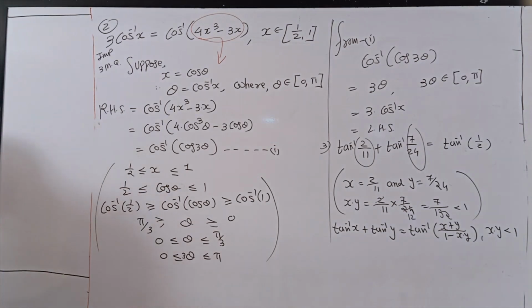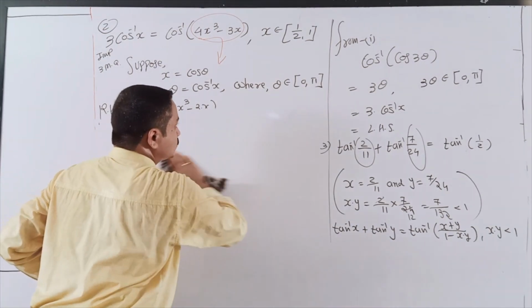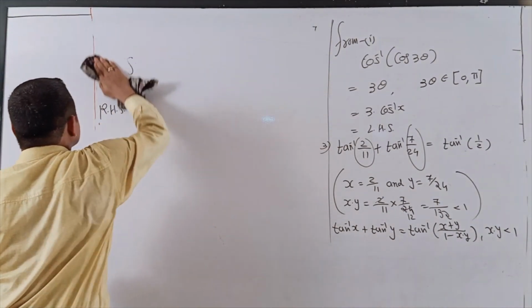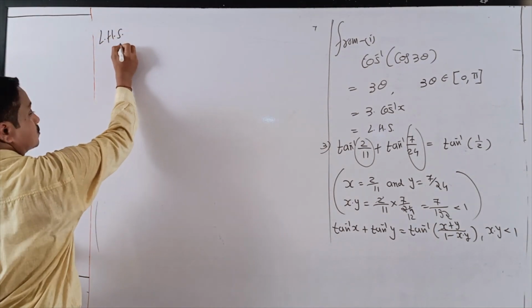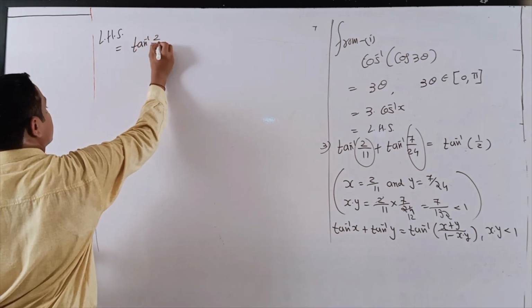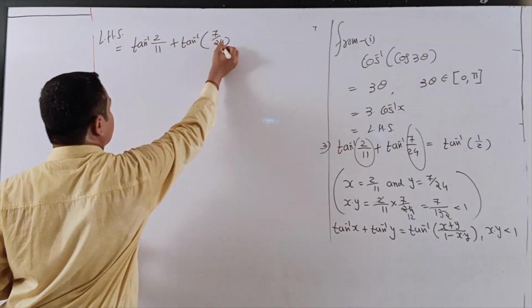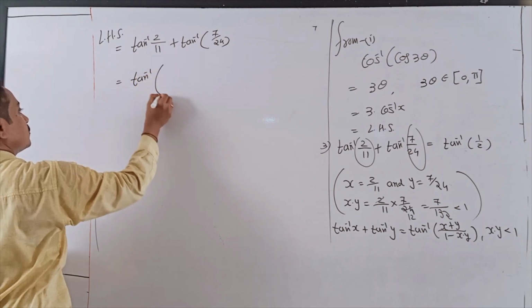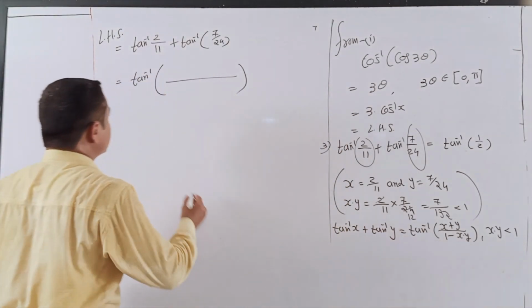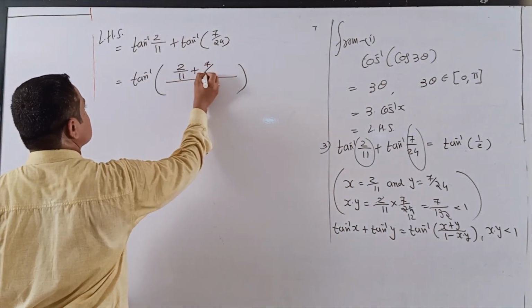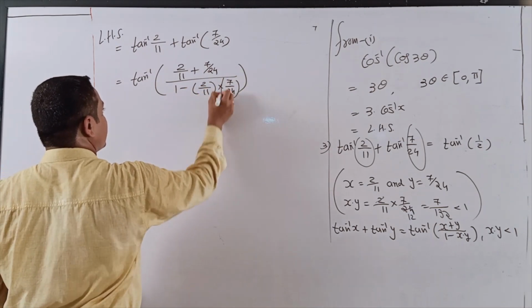I just operate, students. Now start our left hand side, LHS, and utilize the property. It's very simple. Now what is the LHS? Tan inverse 2/11 plus tan inverse 7/24. Apply the value. So does this formula utilize? (x plus y) by (1 minus xy). So x is 2/11 plus 7/24. Same, it is 2/11 and 7/24.